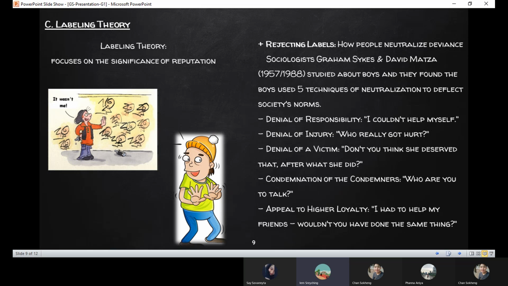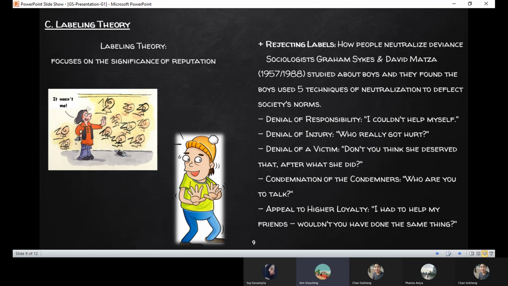So let's get into the first main point, rejecting labels, or we can say how people neutralize deviance. Sociologists Gresham Sykes and David Matza studied boys, and they found that the boys used five techniques of neutralization to deflect society's norms. The first technique is called denial of responsibility. When the boys are at fault, they don't admit what they did, and they try to make quite interesting excuses to conceal their fault from others. So this is called denial of responsibility.